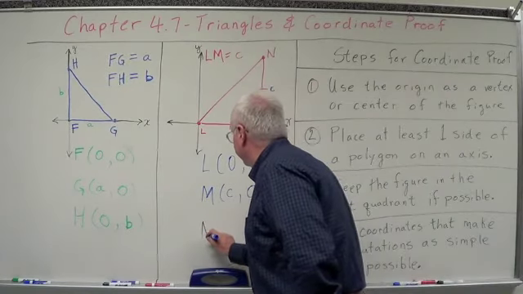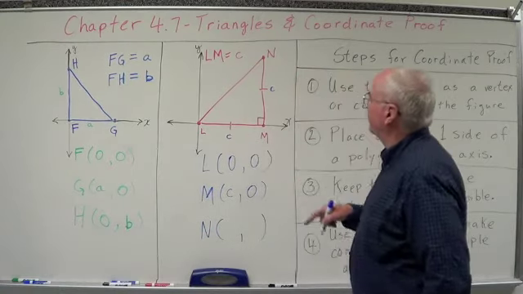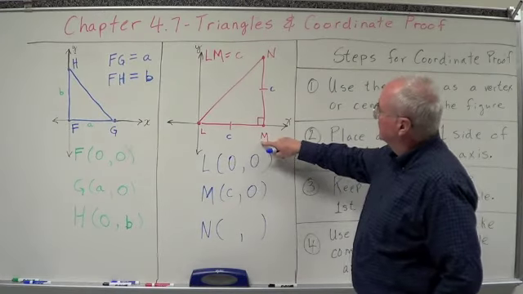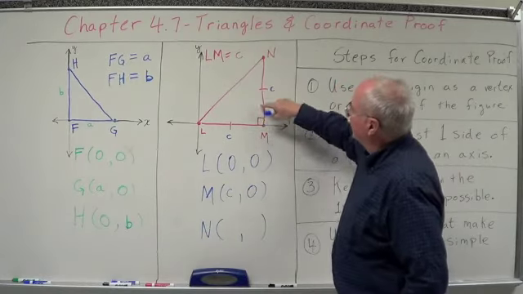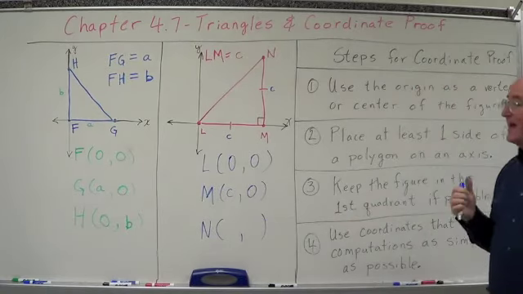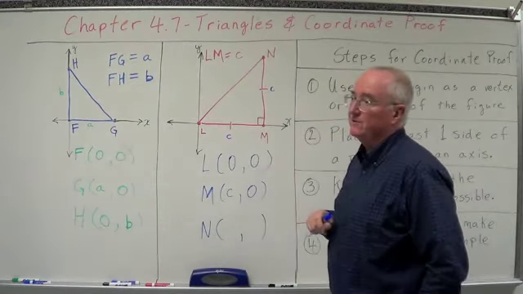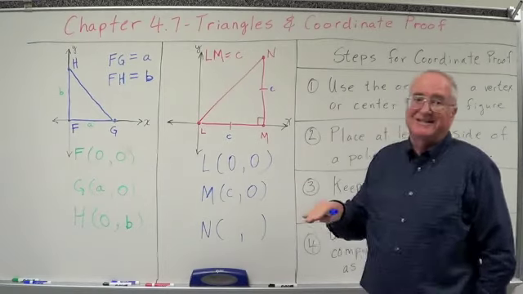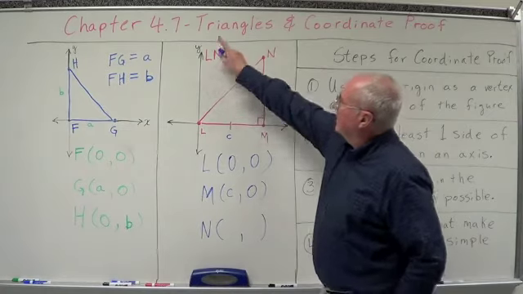Now let's look at N. How far away from L is N on the x-axis? Well, MN is parallel to the y-axis. How do we know? Because it's perpendicular to the x-axis. Anything perpendicular to the x-axis has to be parallel to the y-axis. Why? Because x is perpendicular to the y-axis also. Okay? So 2 lines perpendicular to the same line are parallel with each other. So MN is parallel to y.